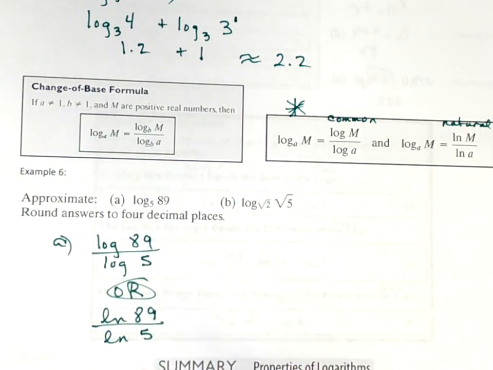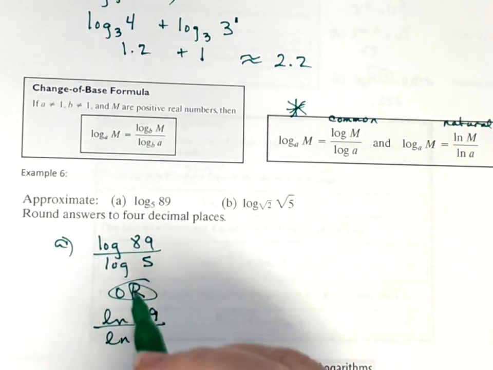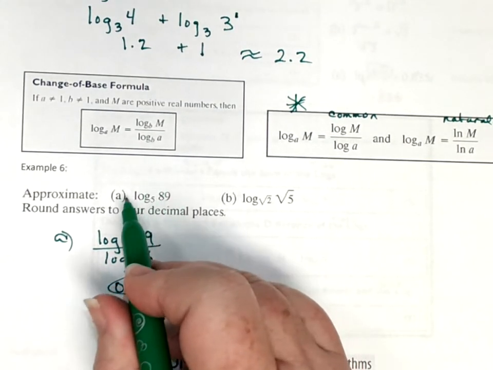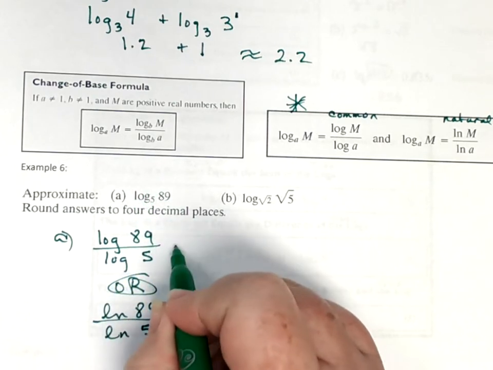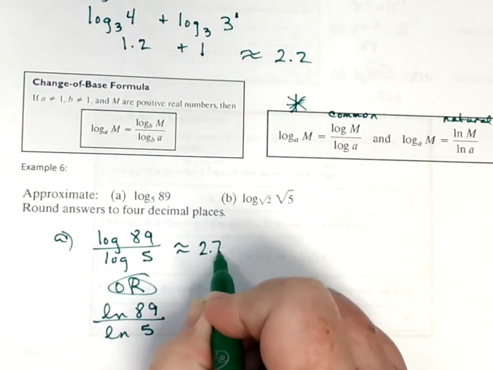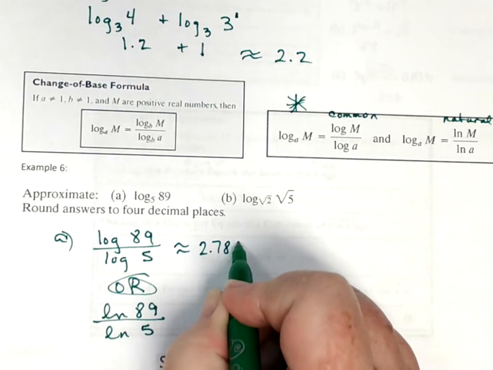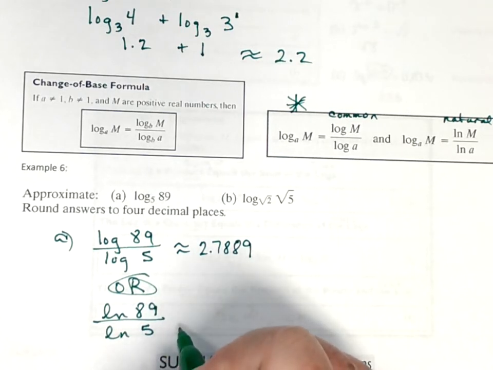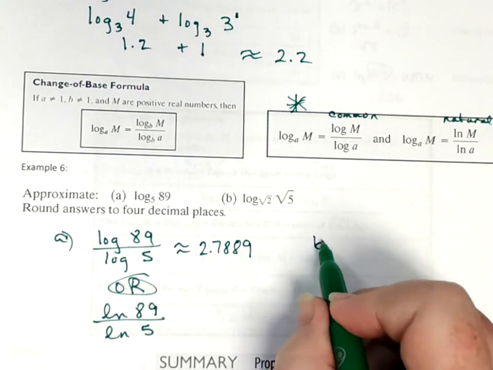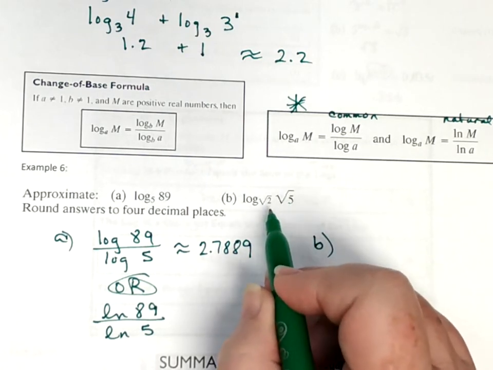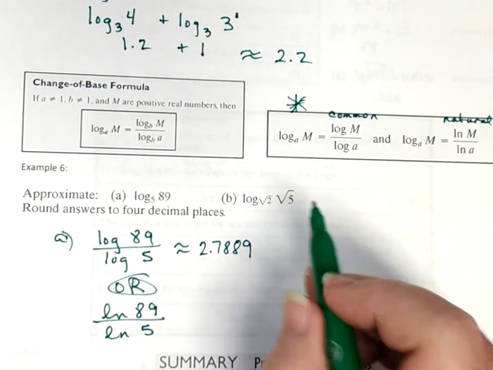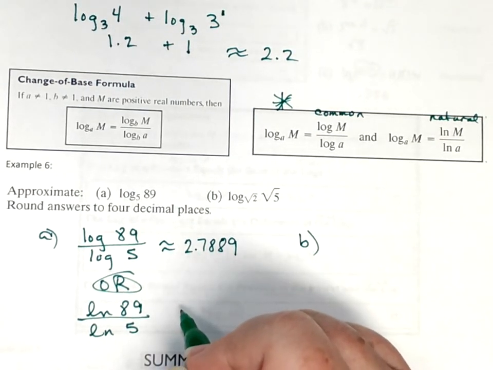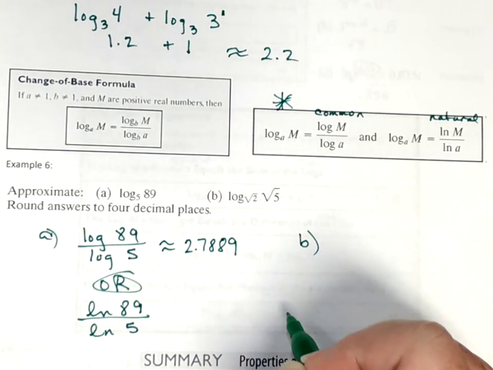So why is that useful? Once again, if all I have is my cell phone and I don't have a graphing calculator, I can still approximate this to 2.7889, and all of those answers will come out the same. So let's rewrite this one using a change of base. Let's use common log. I happen to like common log and natural log equally. It doesn't matter which one you use, so I'll do both.